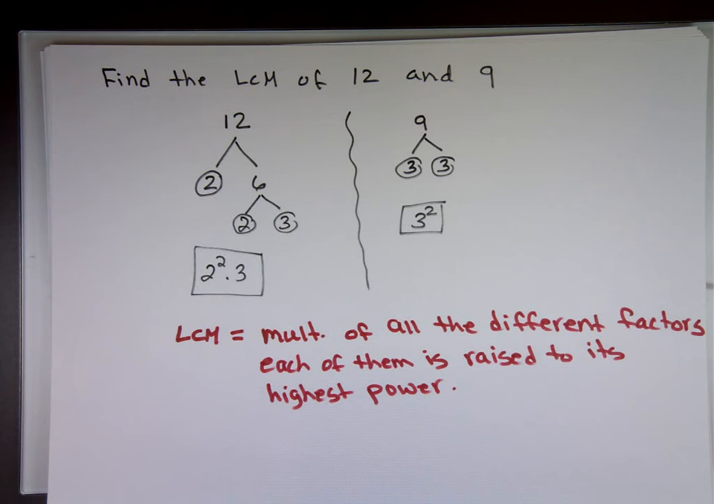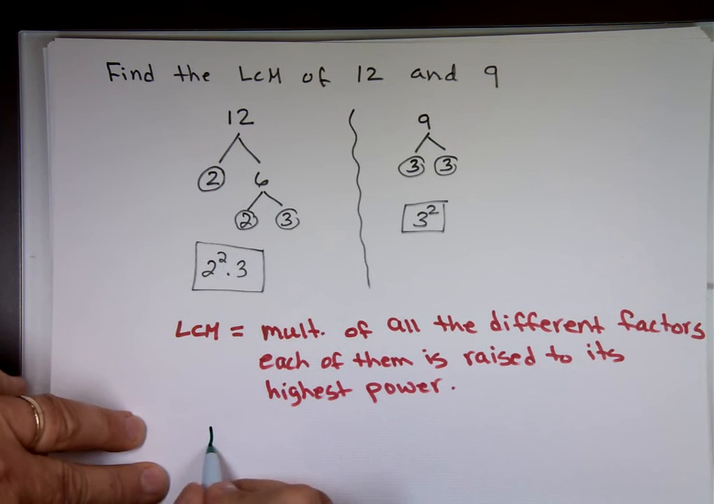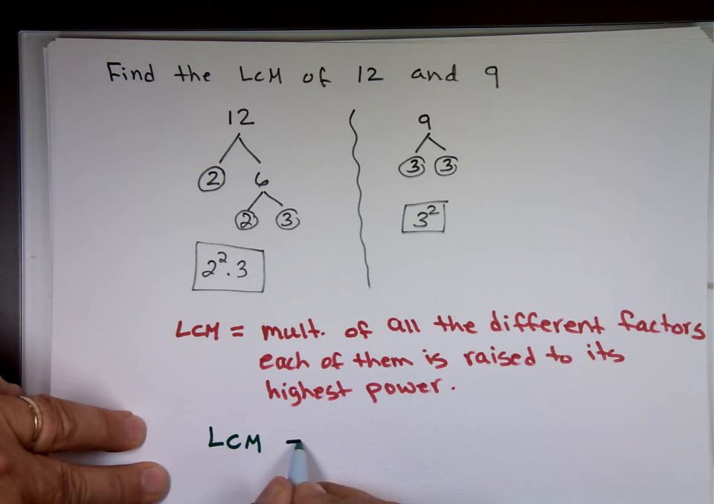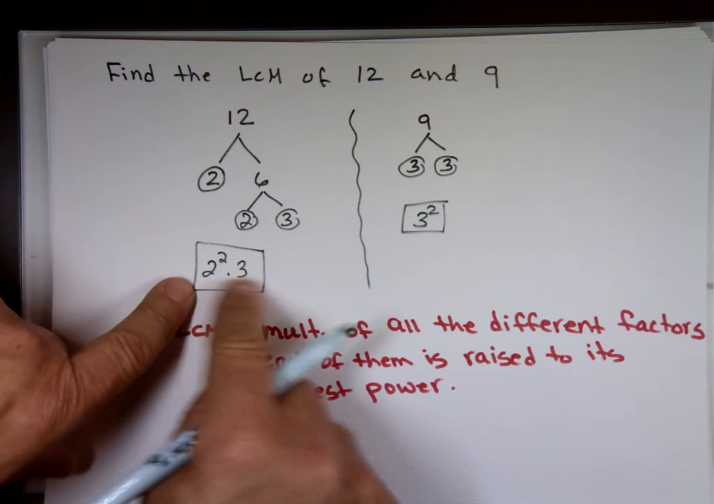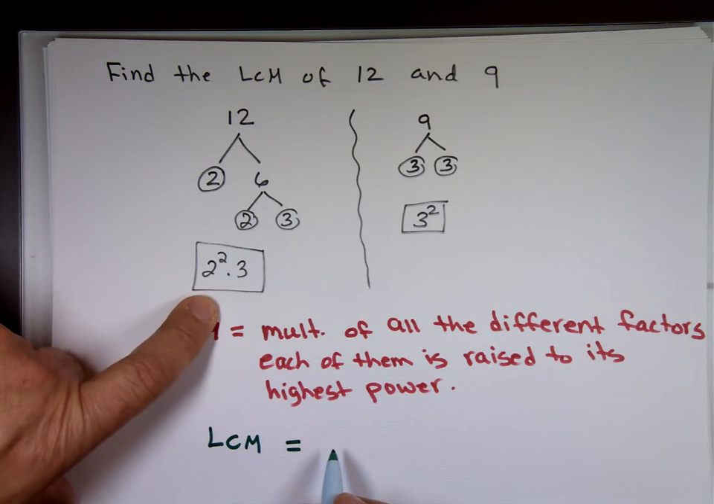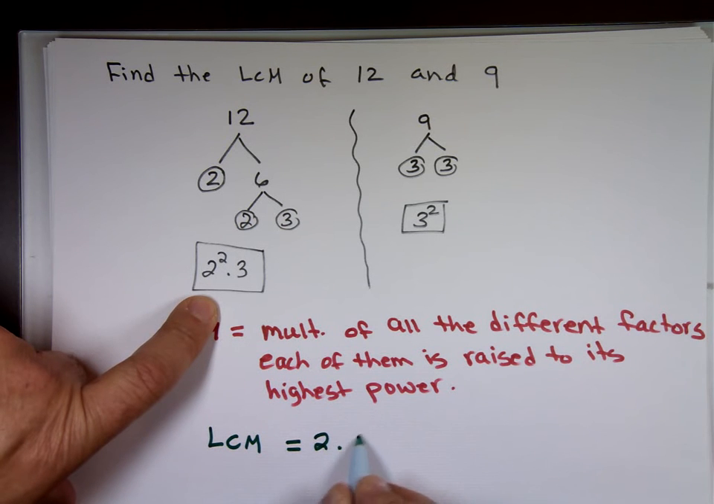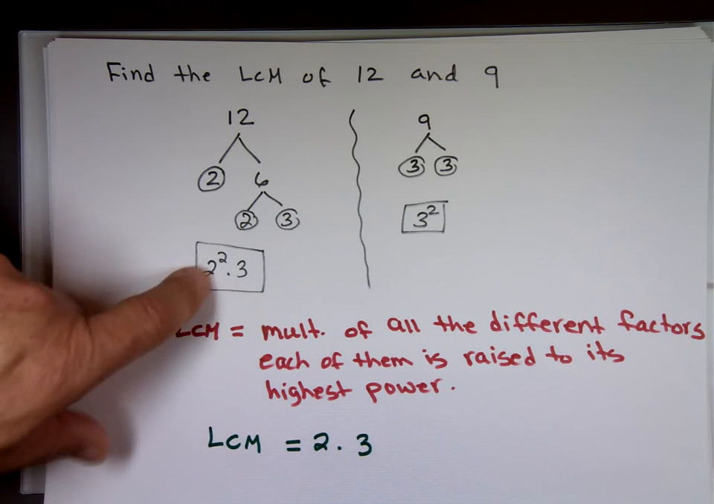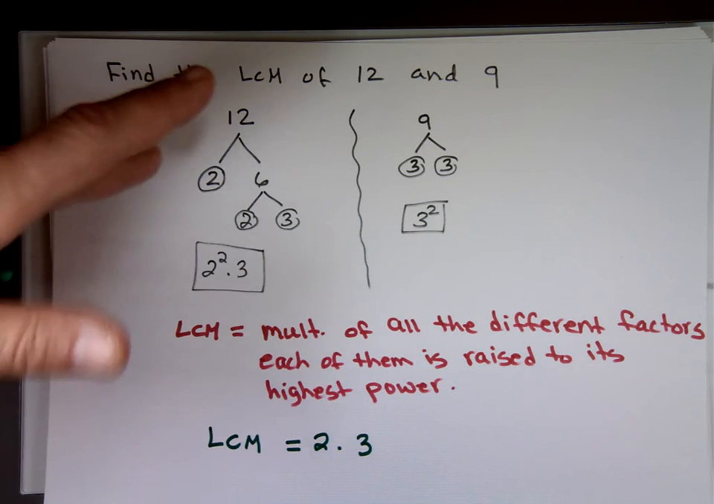So let's see what we have for an answer. LCM. Look inside the 2 boxes. Don't worry about the power first. What do you see for numbers, the bases? 2 and the 3, right? Yep. So it's 2 times 3. You multiply them, the different factors. I see a 2, a 3, and a 3. So there's only 2 different ones, 2 and 3.